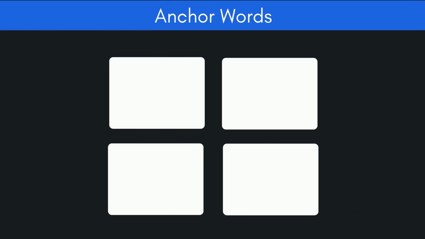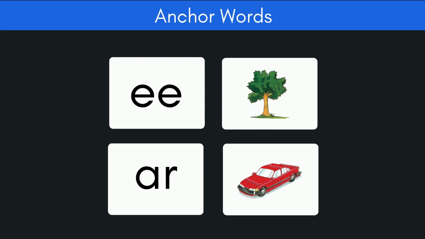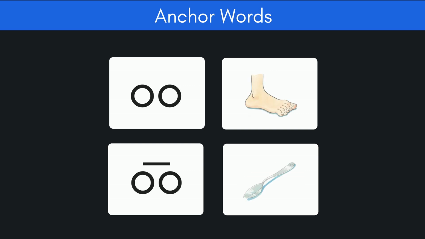Phonics families of this kind can be introduced through anchor words in the same way that vowels and consonants were. Here are some examples. E, tree. R, car. Foot. U, spoon. In the same way as with the basic vowels and consonants, both the children and the teacher can use the anchor words to help pronounce the letter combinations.